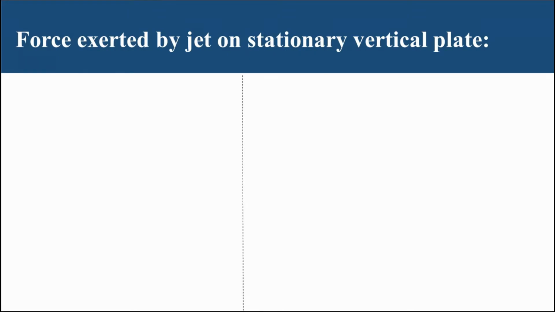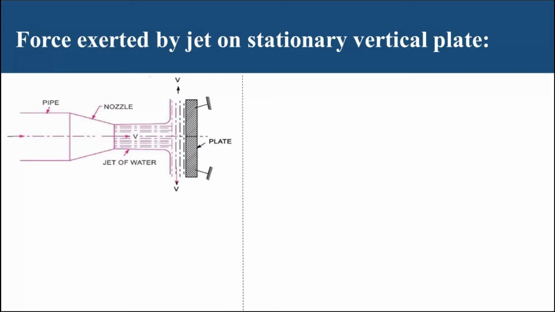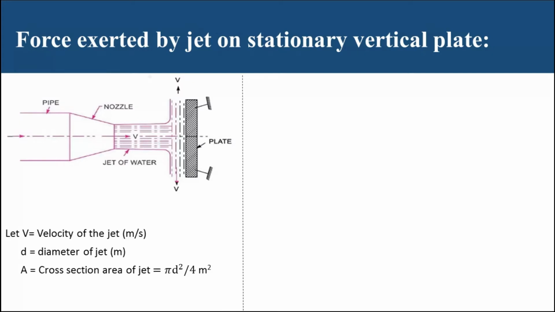We will start with our first case, the force exerted by the jet on a stationary vertical plate. We will consider a jet of water of diameter d coming from the nozzle, moving with a velocity v. The cross-sectional area of this jet is capital A, where A equals pi by 4 d squared.